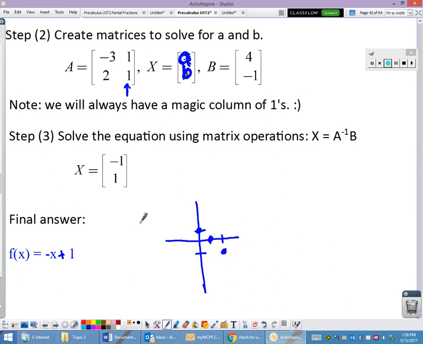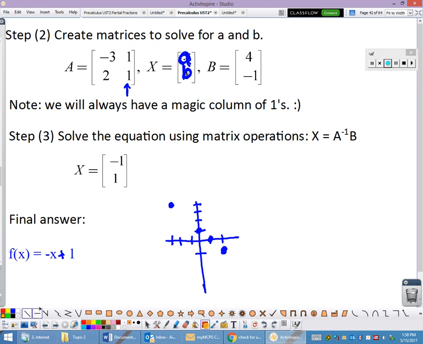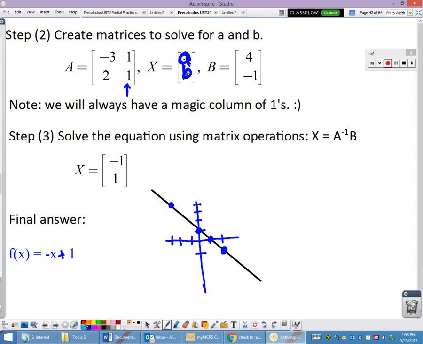You would notice that the 2 original points that I started with, which were -3, 4, which would be here, and the point 2, -1, which is here, would be on that line, and that's ultimately what I'm trying to do. I'm trying to find an equation that will contain both of those points, and in this case I found an equation, f of x or y. You could say it either way: y equals -x plus 1 or f of x equals -x plus 1. Both of those points are on that line.